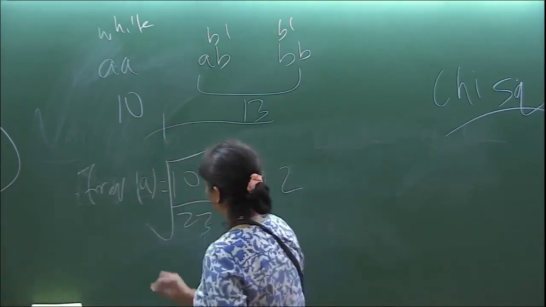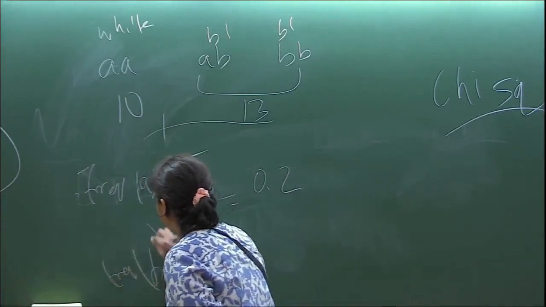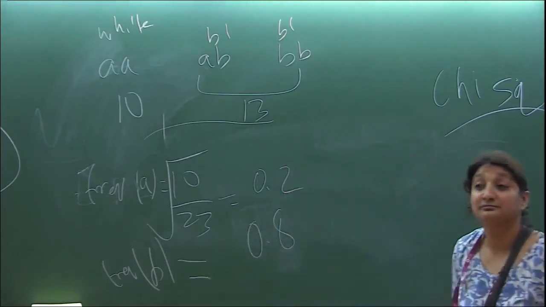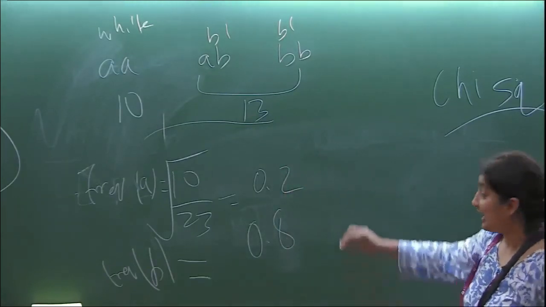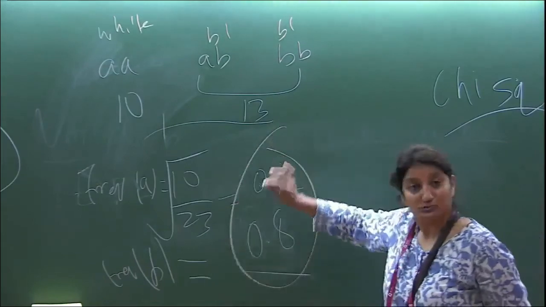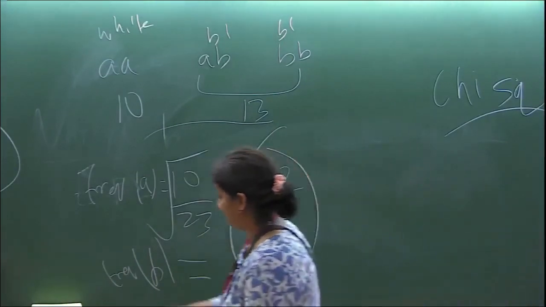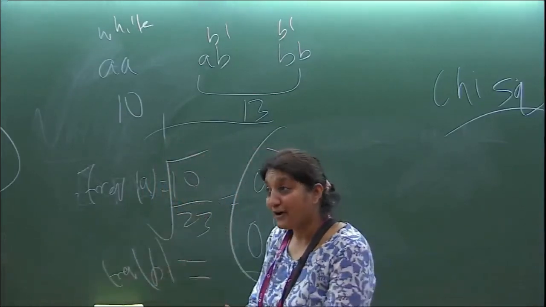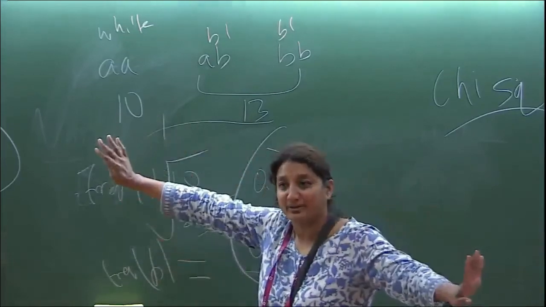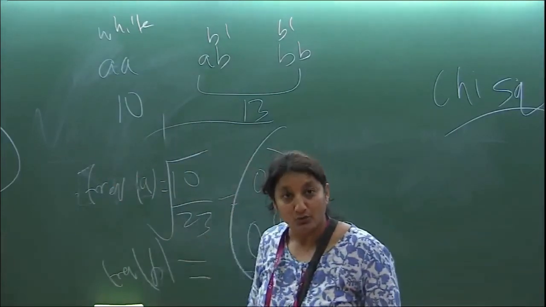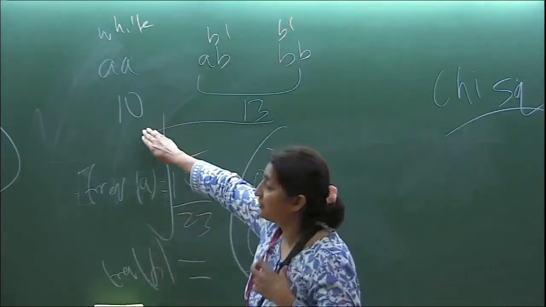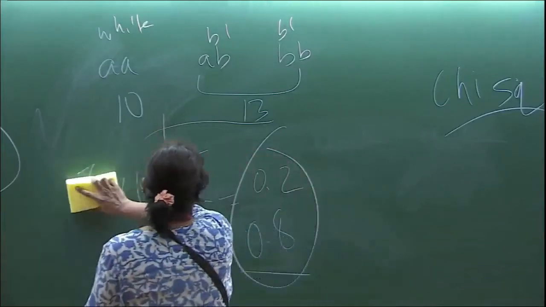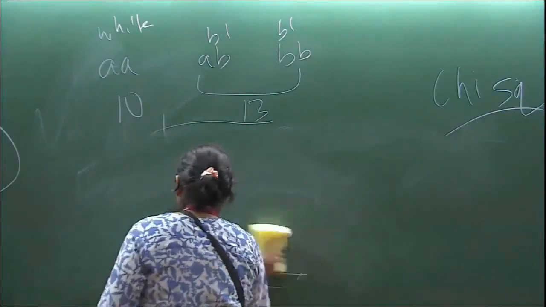So what is the frequency of B? 0.8. Why? Because Hardy-Weinberg equilibrium assumes that these two add up to 1, right? Now, why did you say this is the square root of 10 by 23? Because you assume Hardy-Weinberg is true, right? If Hardy-Weinberg is indeed true, the square root of A square should be A. So now you have 0.2 and 0.8.